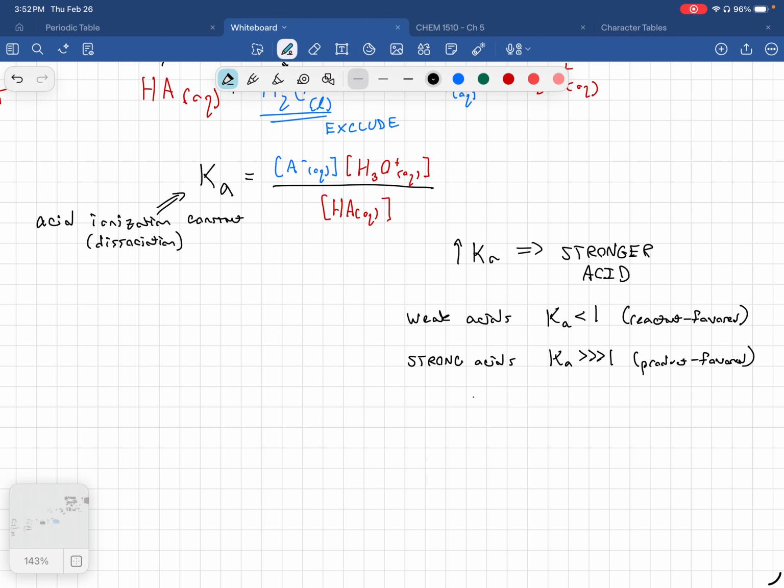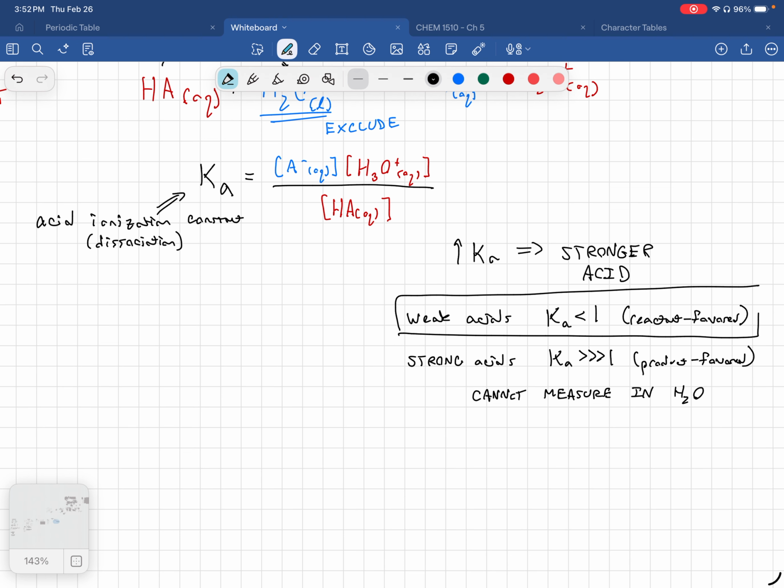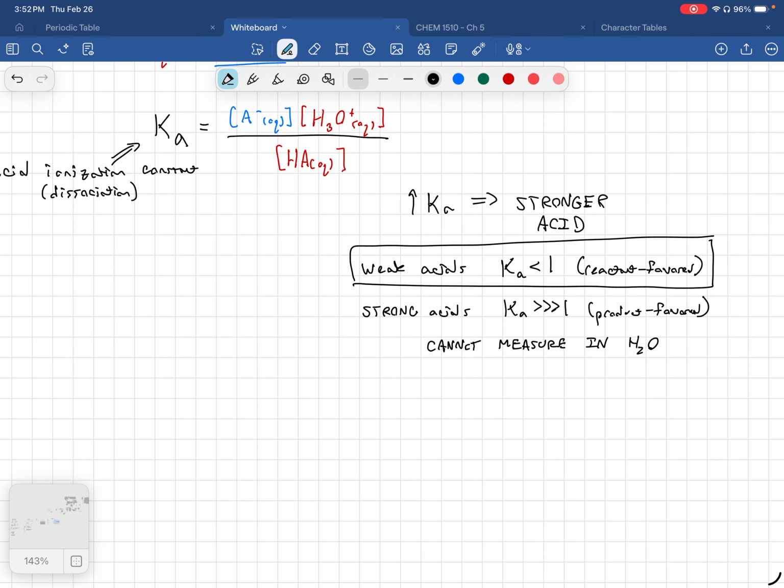However, we're going to find that we cannot typically measure these in water, but that's something we'll talk about much later. We care more about these weak acids, as pretty much all other acids are weak acids. Remember what our strong acids are.